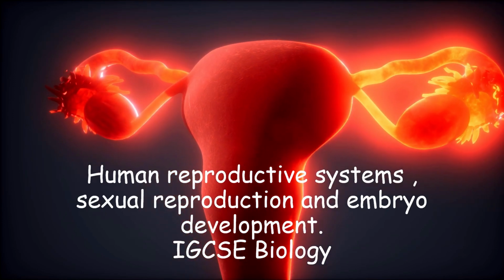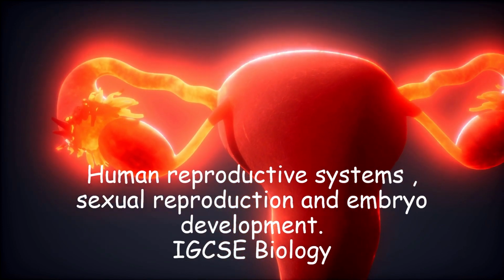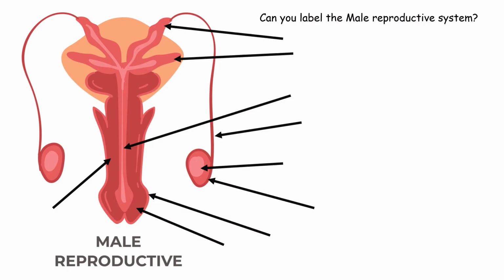We're looking at the human reproductive systems, sexual reproduction and embryo development for IGCSE Biology. So first off, let's see if you can label the male reproductive system. Pause the video and have a go.